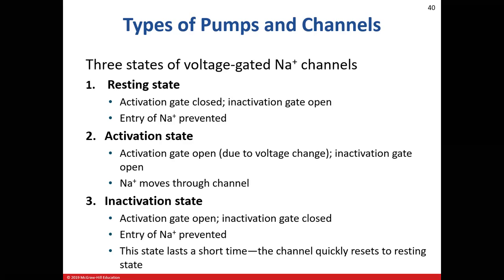So with a sodium voltage-gated channel, there's going to be two particular gates that help to block this off. Again, the activation gate is closed at resting, and the inactivation gate is open. And it's at this point that the entry of sodium is prevented. During the activation state, the activation gates open, and this is due to the voltage change. The inactivation gate remains open as well. And so at this point then, sodium is able to move through the channel.